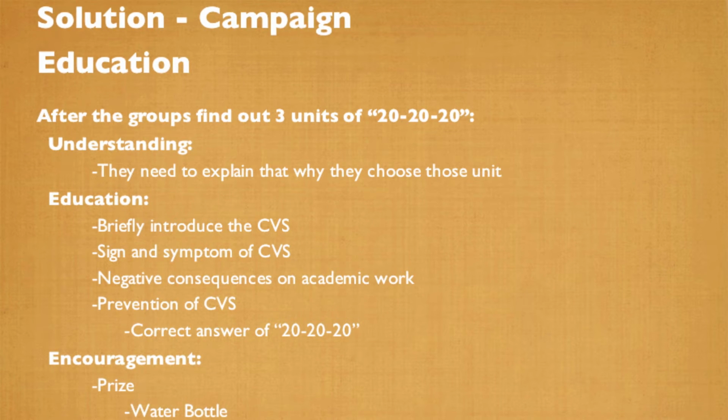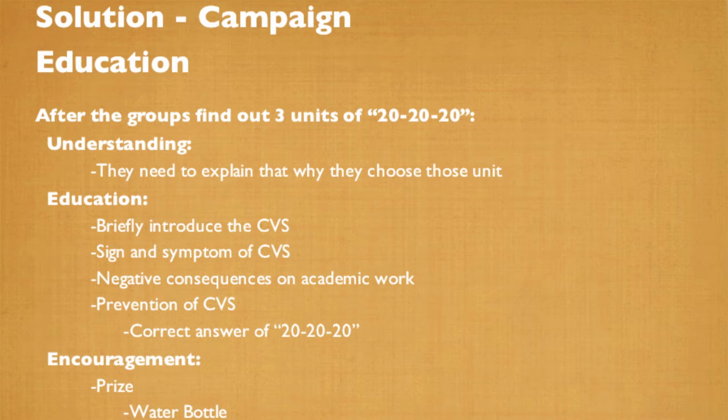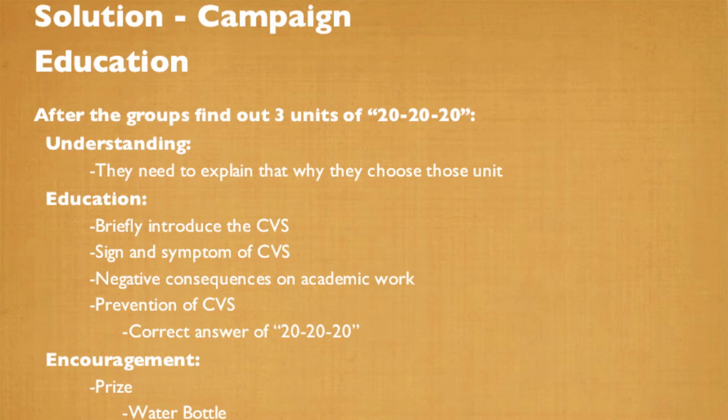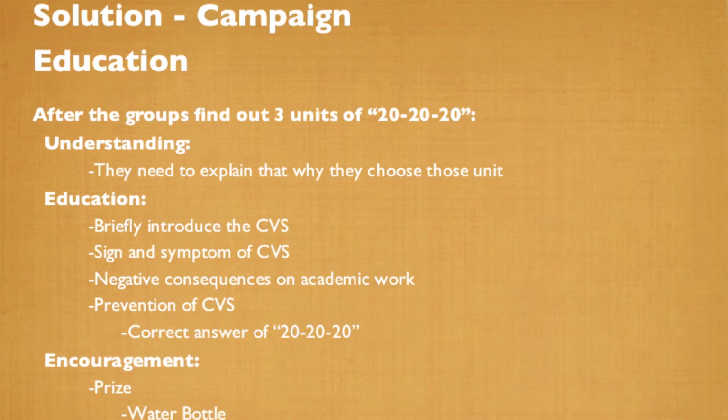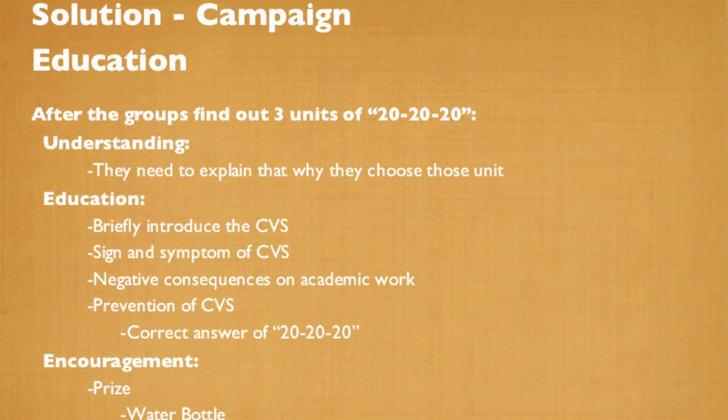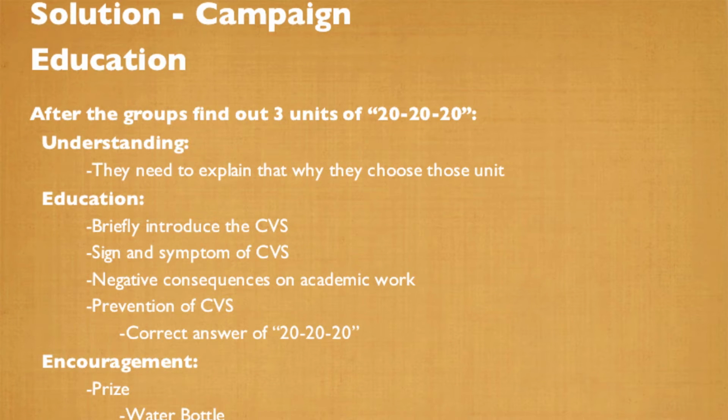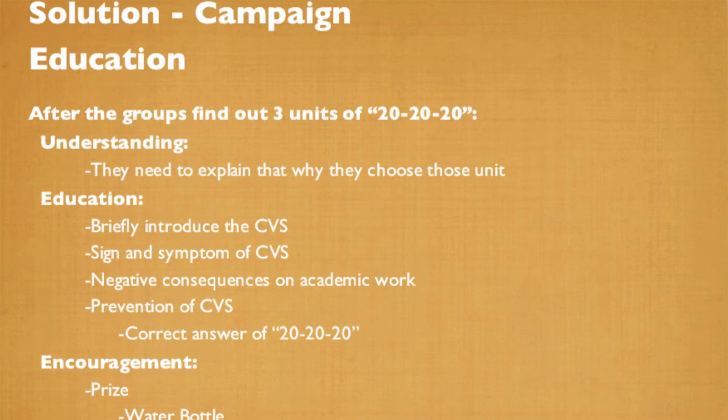Then we will talk about the signs, symptoms, negative consequences, and prevention of CVS. Those were related to our game because they can experience the symptoms, and the prevention is the correct answer of 20-20-20. Finally, we gave them a prize and hope that they will remember this event.